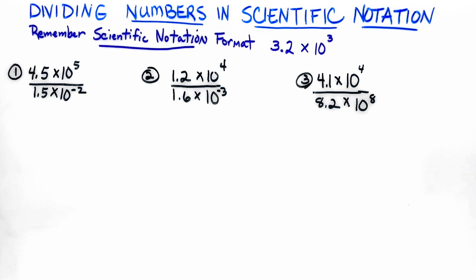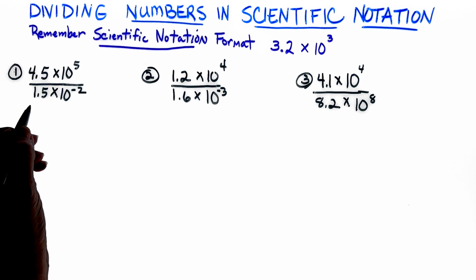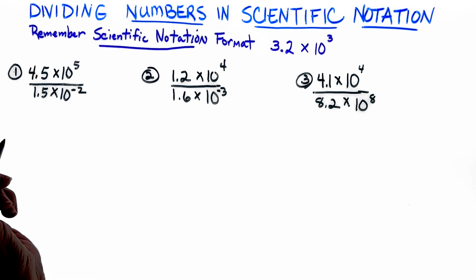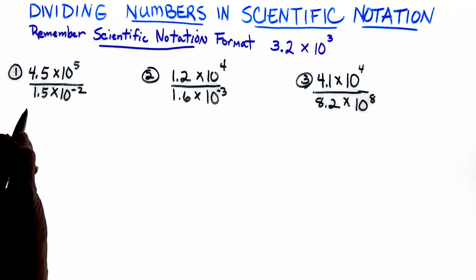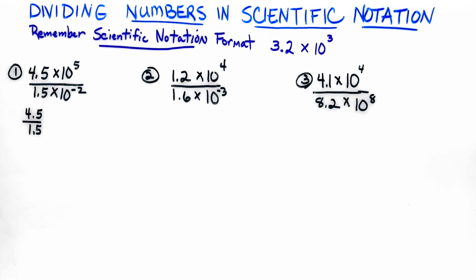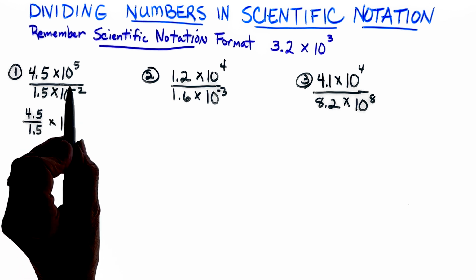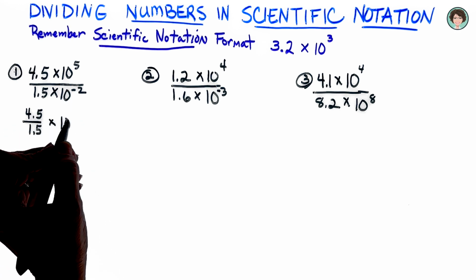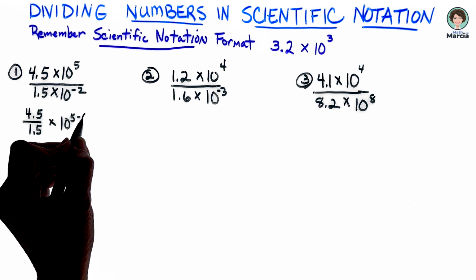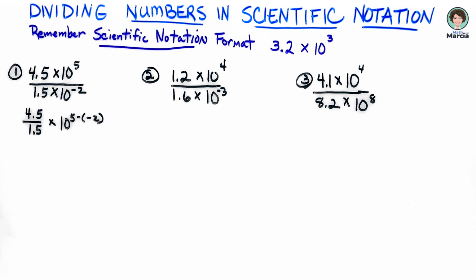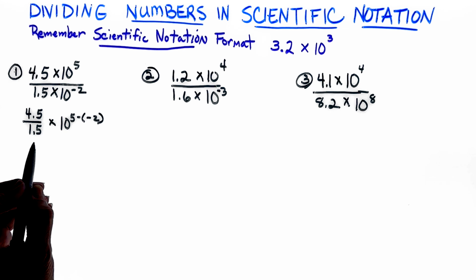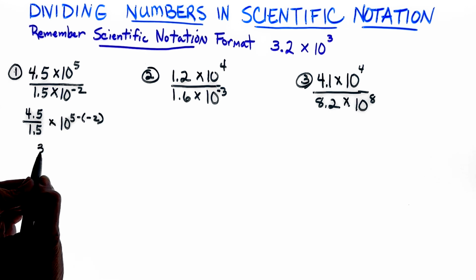It's 4 and 5/10 times 10 to the 5th over 1 and 5/10 times 10 to the negative 2. Well, just like with multiplication, we grouped our numbers and we multiplied. This time we're going to group our numbers, but we're going to divide. And when we have our power of 10, remember, laws of exponents told us with division, you actually subtract your exponents. So when I do 4 and 5/10 divided by 1 and 5/10, we end up with a 3.